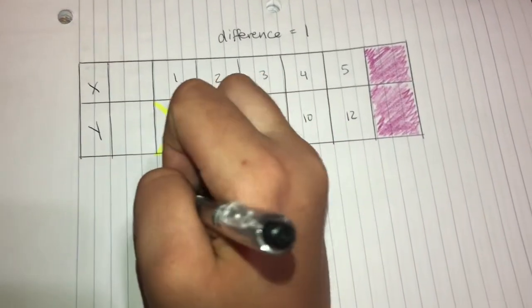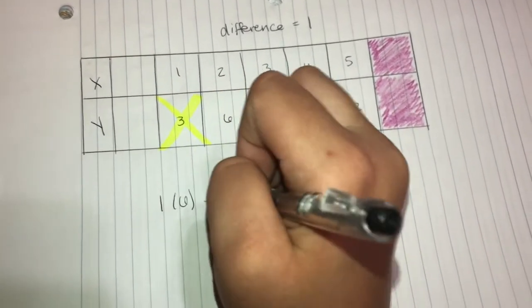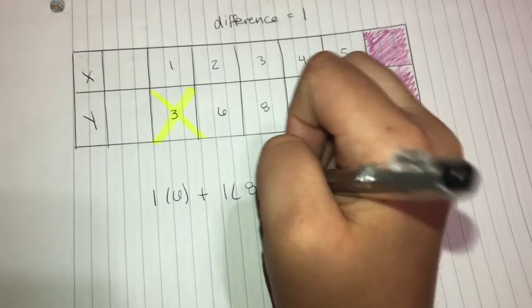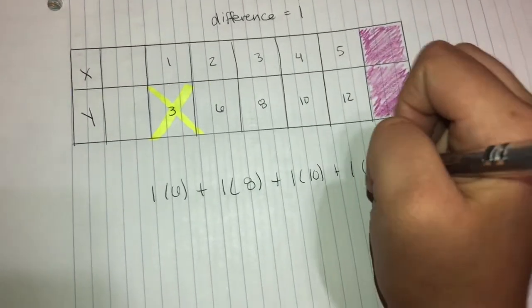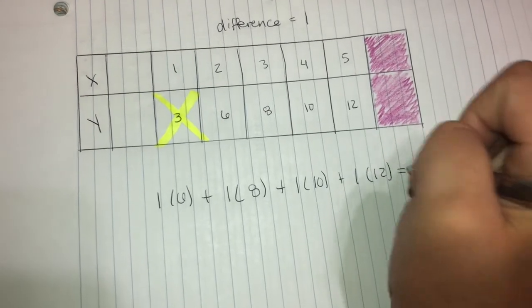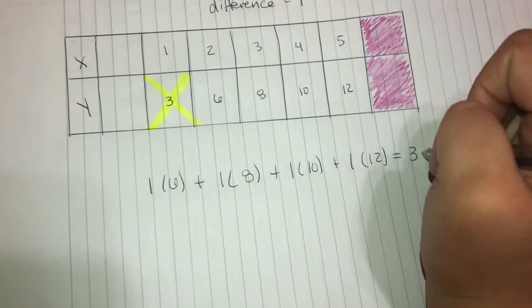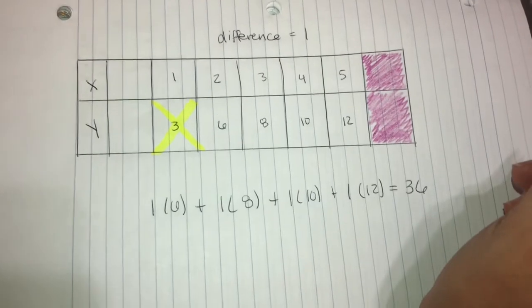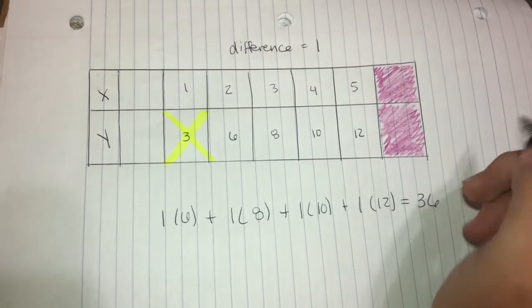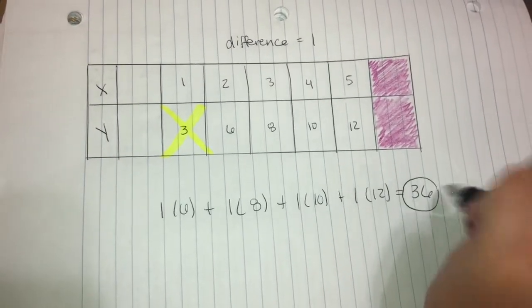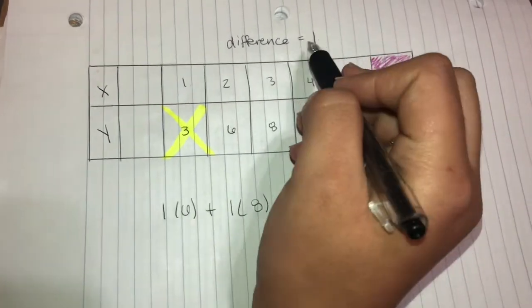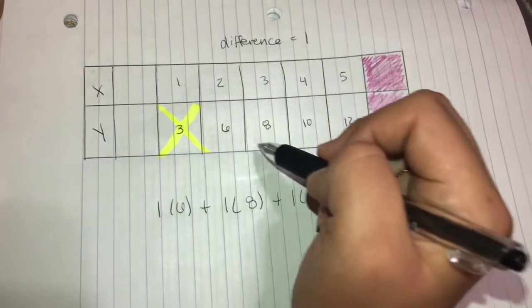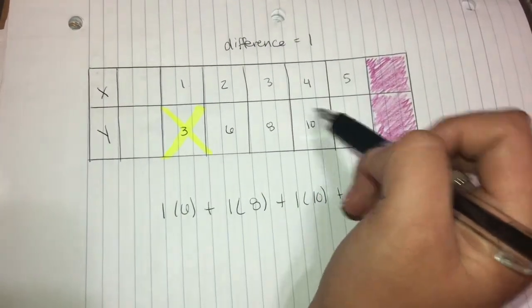So we're going to have 1 times 6 plus 1 times 8 plus 1 times 10 plus 1 times 12, which is going to give us 36. So for this right-hand sum, our answer is going to be 36. And that's just purely based off finding the difference of these two, which we already determined was 1 earlier, and then taking these rightmost values and ignoring this one.